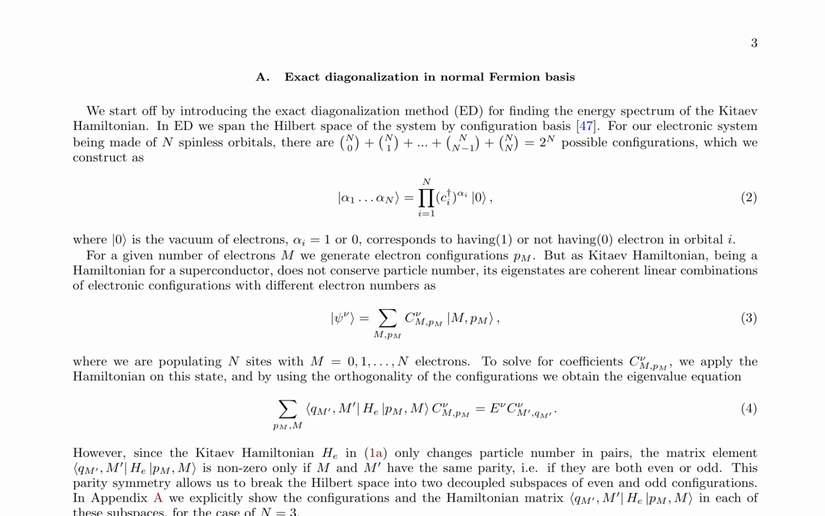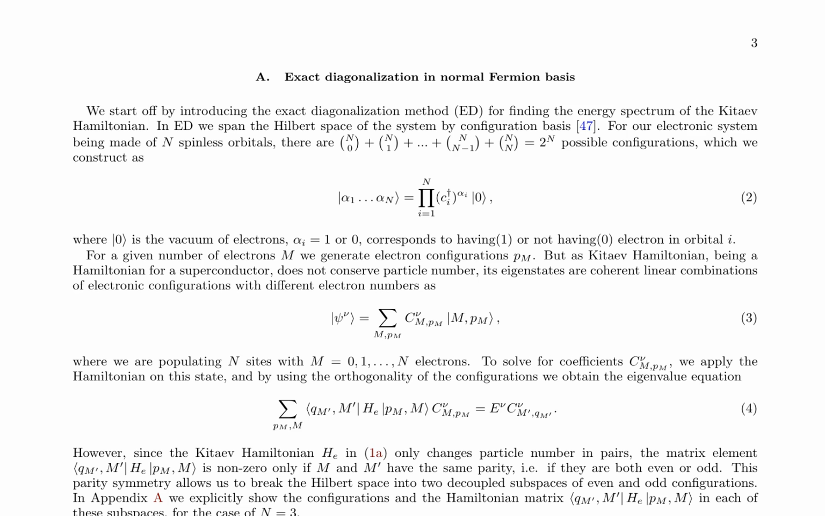Each configuration is represented as a product of creation operators acting on the vacuum state, resulting in 2^n possible configurations for a system with n spinless orbitals. Eigenstates of the Kitaev Hamiltonian are constructed as coherent linear combinations of electronic configurations with different electron numbers, and the Hamiltonian is applied to obtain an eigenvalue equation. Due to the parity symmetry of the Kitaev Hamiltonian, matrix elements are non-zero only if the electron numbers have the same parity, breaking the Hilbert space into two decoupled subspaces of even and odd configurations.